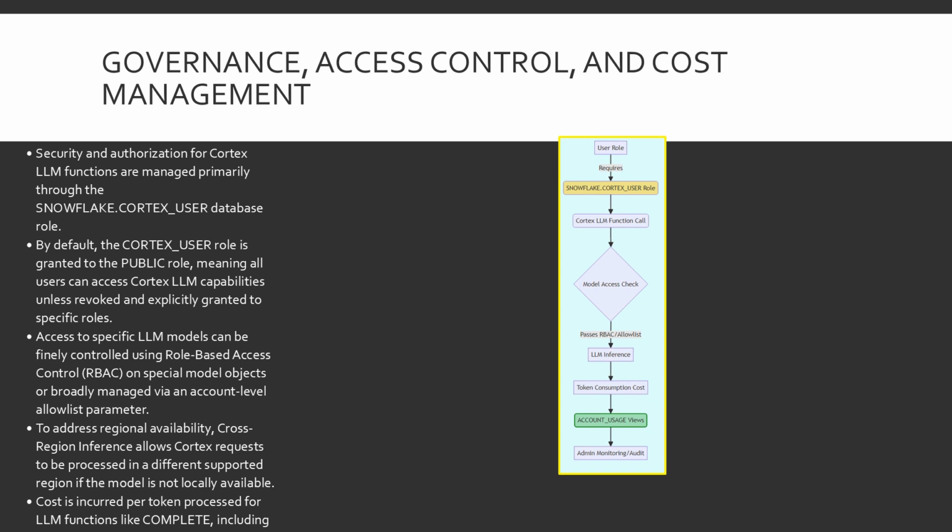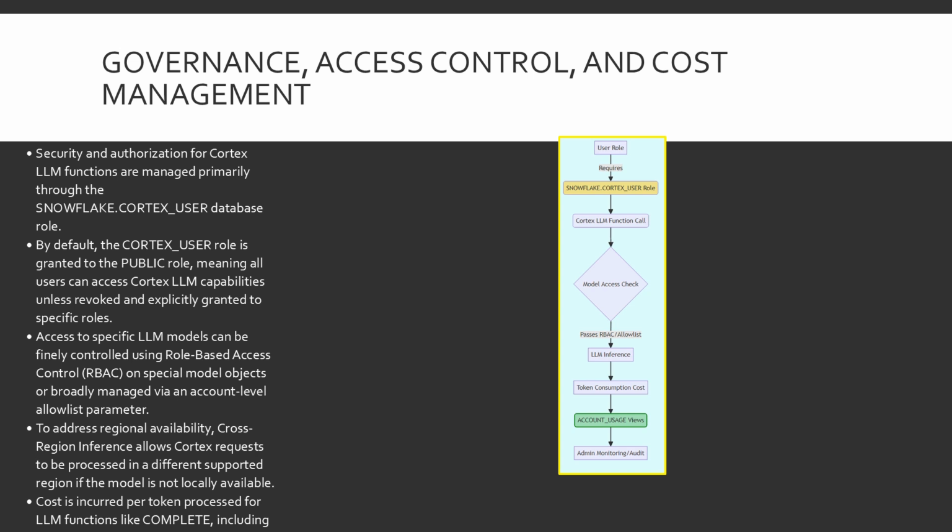To manage which specific models users can interact with, Snowflake provides flexible controls. Administrators can use an account-level allow list to set broad restrictions, or they can apply granular role-based access control to model objects listed in Snowflake.models for fine-grained access management. Regional availability is handled by configuring cross-region inference using the Cortex_enabled_cross_region parameter. This ensures that if a highly capable model is not hosted in your local region, the request can be securely processed in an alternative, supported region.